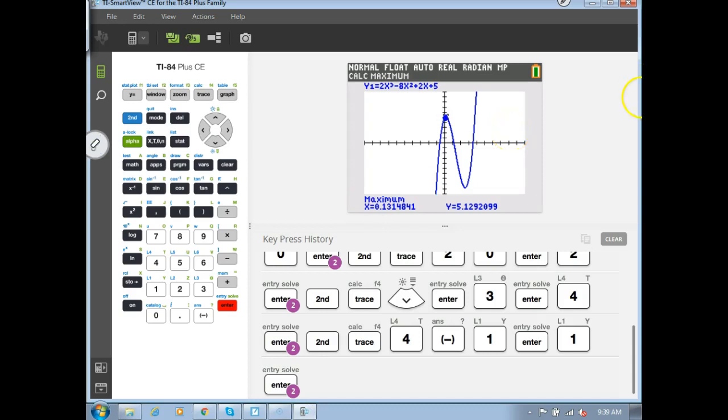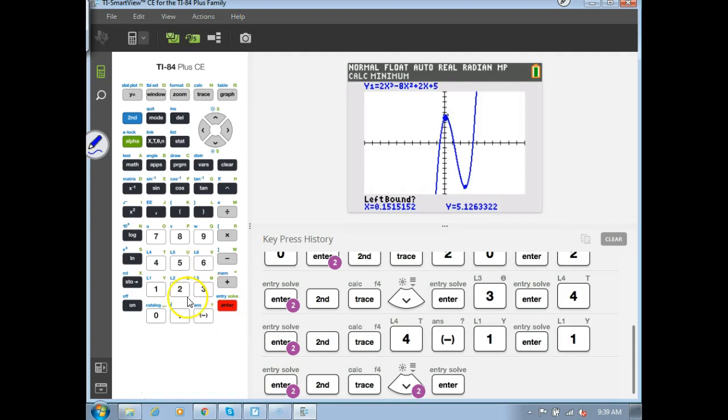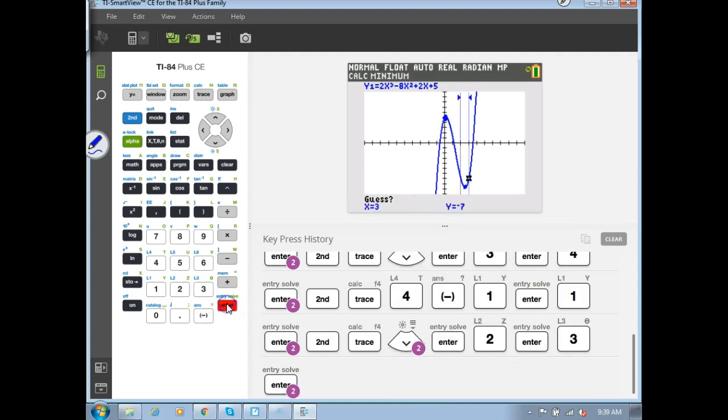So, let me get rid of that ink. This minimum, let's see, it's about at 2.5. So I'm going to keep that in mind when I estimate. So second trace, this time it's a minimum. All right, something before 2.5, I'm going to go with 2. And then something after 2.5, I'm going to go with 3. And then enter.